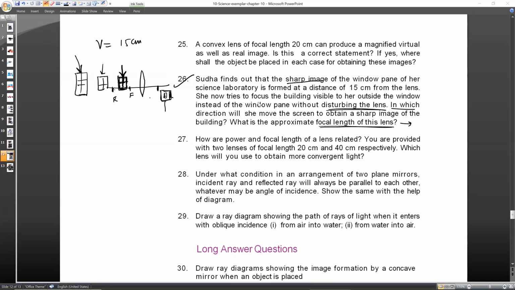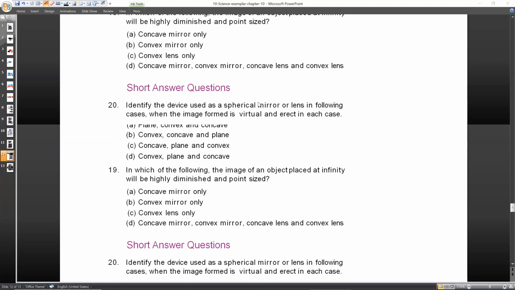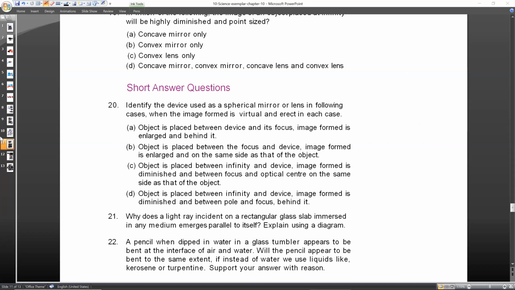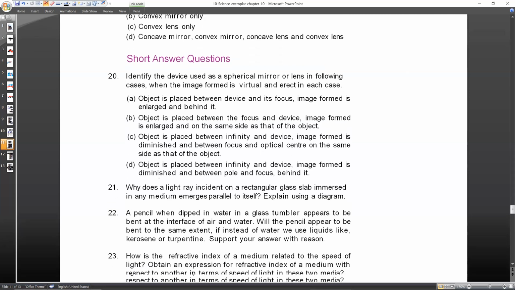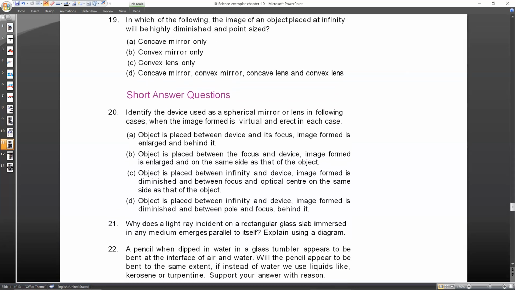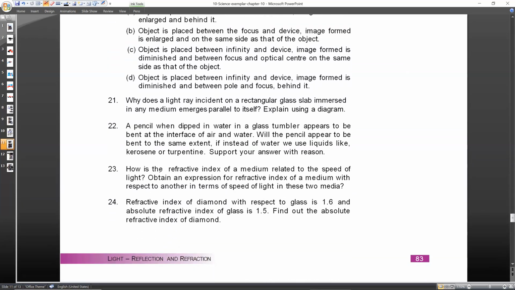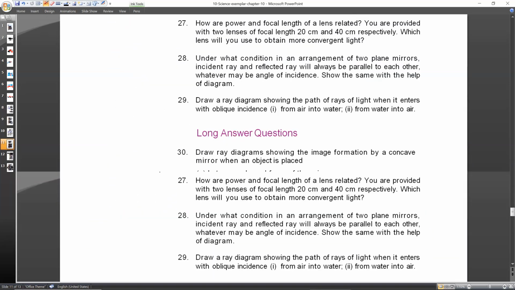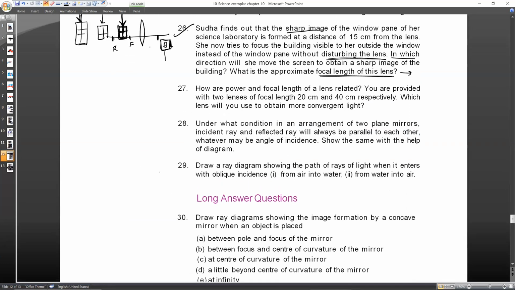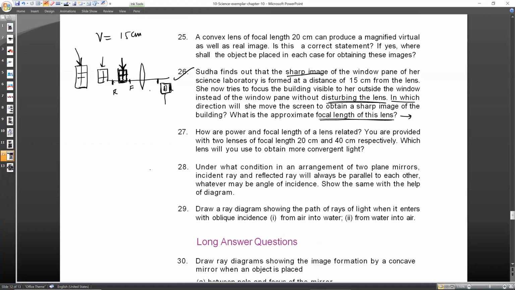Okay. Now, going to the next part, do this last question, question 25.